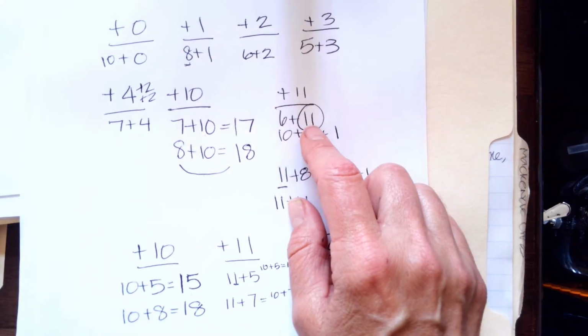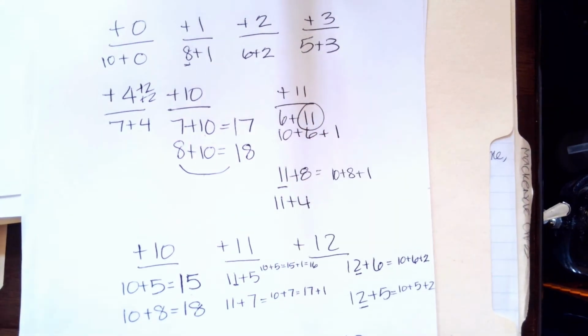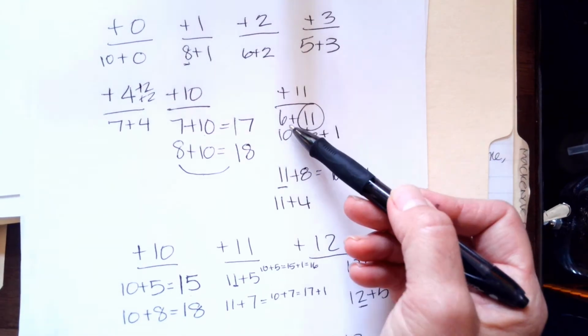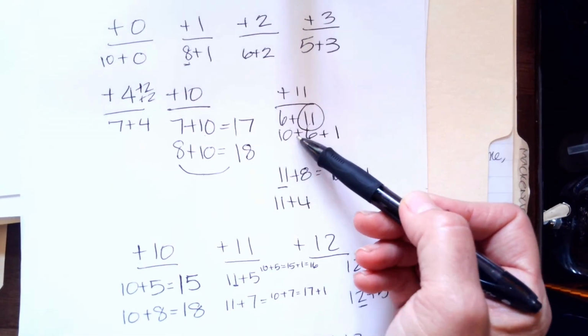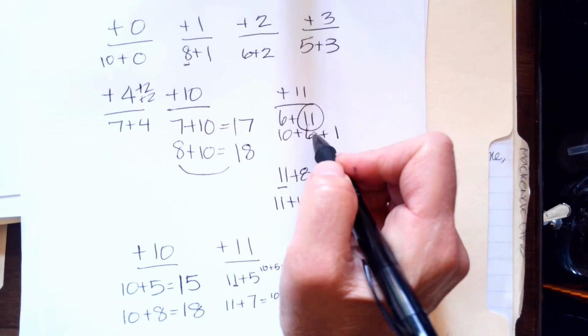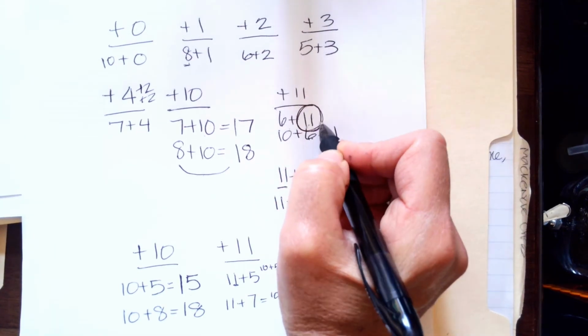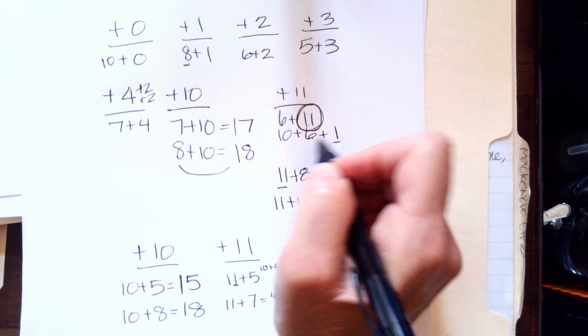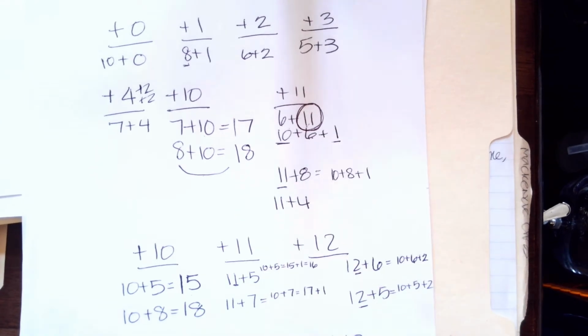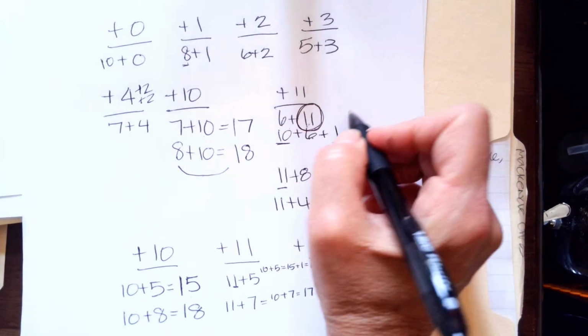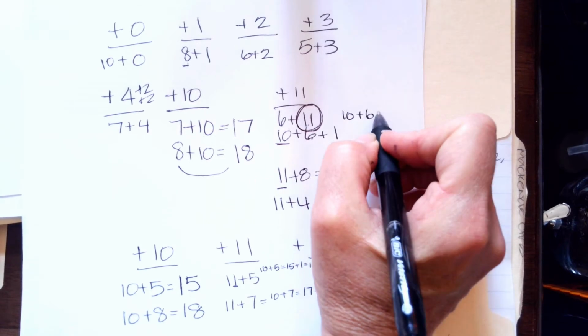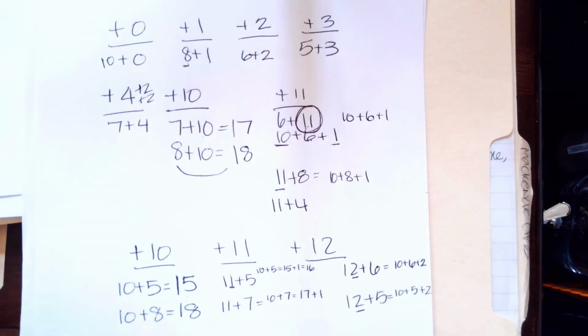Plus 11, you're going to use plus 10 as your strategy. So you're going to say 6 plus 11. We're going to use 10 plus 6 as my strategy. But I'm not doing 10 plus 6, I'm doing 10 plus 11. So I have to add this 1 in because 10 plus 1 is 11. So 10 plus 6 is 16 plus 1 is 17.